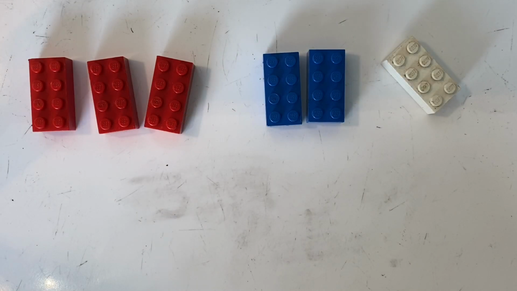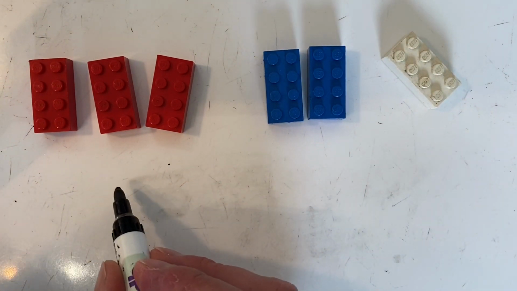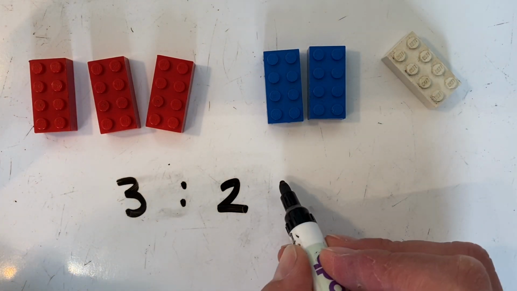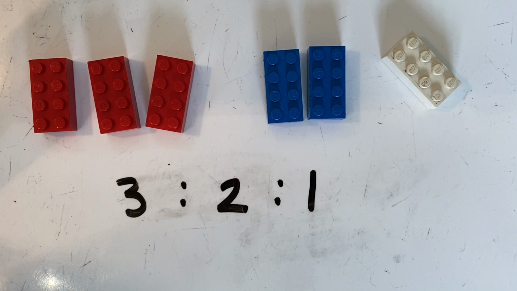With ratio you can even compare more than 2 sets of objects. Here, for every 3 red bricks, there are 2 blue bricks and 1 white brick. So for every 3 red, there are 2 blue and 1 white. The colon separates the ratio every time. See, that's not too bad, is it?